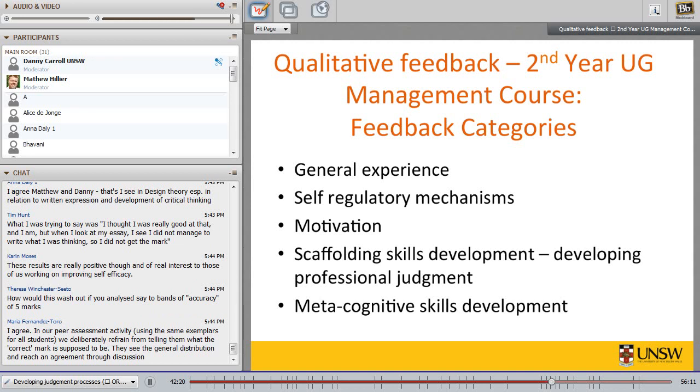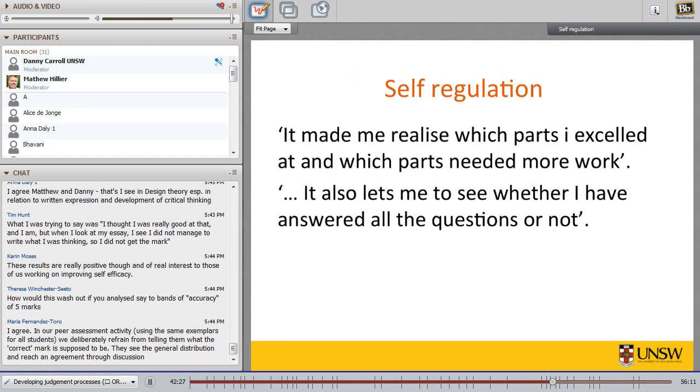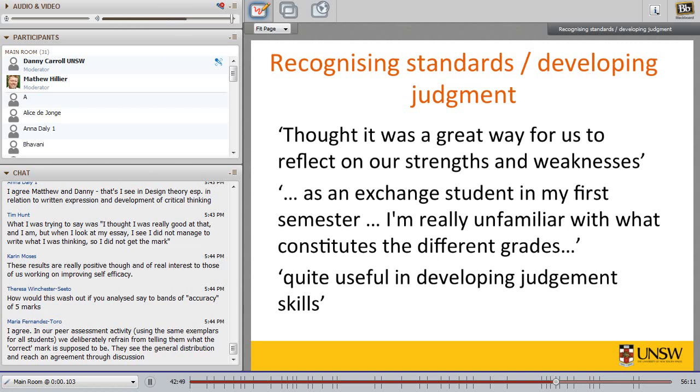We banded it in terms of their general experience, self-regulation, motivation, skills development, professional judgment, and metacognitive skills development, and did several other quantitative analyses. But I want to share a couple of the quotes that came from students. In terms of self-regulation, they said it helped them look closely at the work and figure out which parts they were good at and which needed more work. They also used it as a checklist to see whether they'd answered all the parts of the task well. In terms of recognizing standards and developing judgment, they thought it was a great idea to focus on strengths and weaknesses at that granular level.